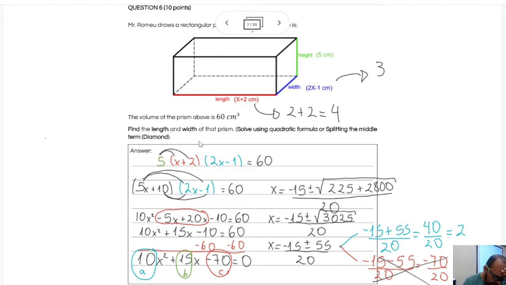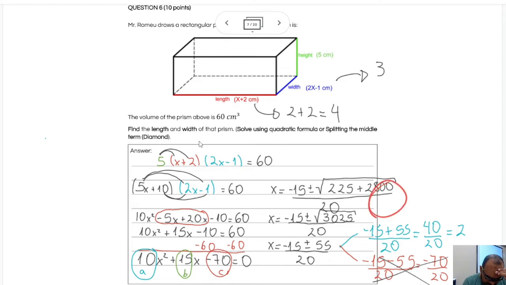Who is A? 10. Who is B? 15. Who is C? Negative 70. As you can use a calculator in the summative, guys, just plug in the formula. Negative B, negative 15, plus or minus the square root of B squared, 15 times 15, 225. Negative 4 times 10, negative 40. Negative 40 times negative 70 is 2,800.